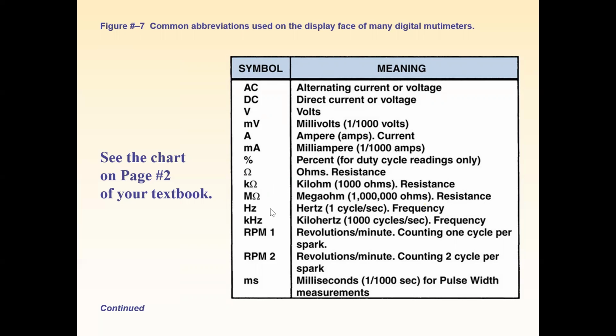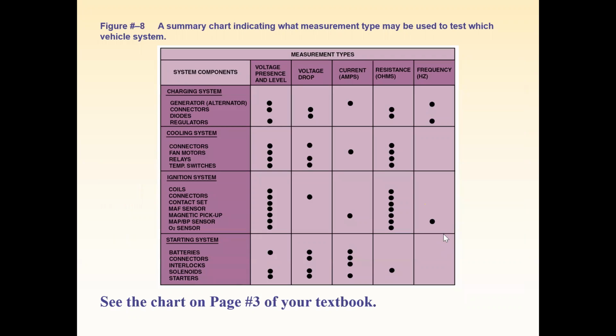Then capital H and small z is for hertz, that is 1 cycle per second, which we call the frequency. Then kHz is for kilohertz, that indicates 1000 cycles per second. It is nothing but a frequency. This RPM 1 is revolutions per minute, counting 1 cycle per spark. RPM 2 is revolutions per minute, counting 2 cycles per spark. And the small ms is milliseconds, that is 1 divided by 1000 of a second, for pulse width measurement. So these are the very important indicators.